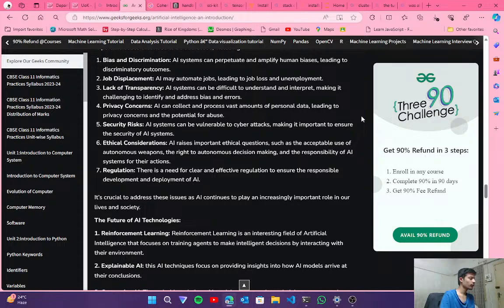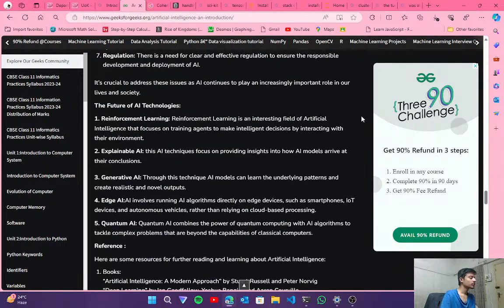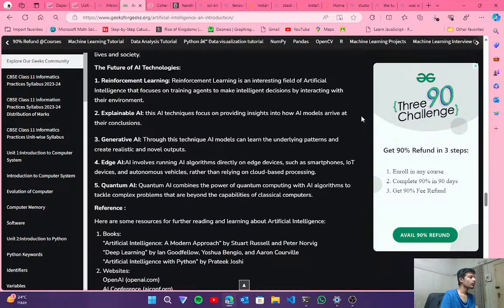Regulation. There needs to be clear and effective regulation to ensure the responsible development and the deployment of AI. It is crucial to address these issues as AI continues to play an increasingly important role in our lives and society. Future of AI technology.